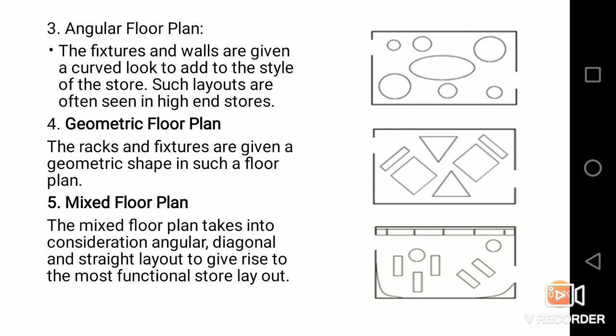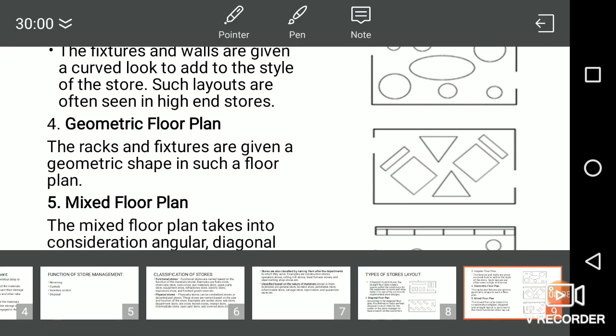Next we are going to see the geometrical floor plan. Here the racks and fixtures are given geometrical shapes, like triangular, square, and rectangular shapes. The store is arranged so that it gives a better view. The next one we are going to see is the mixed floor plan. Here all the store layouts seen previously are combined for a better look.